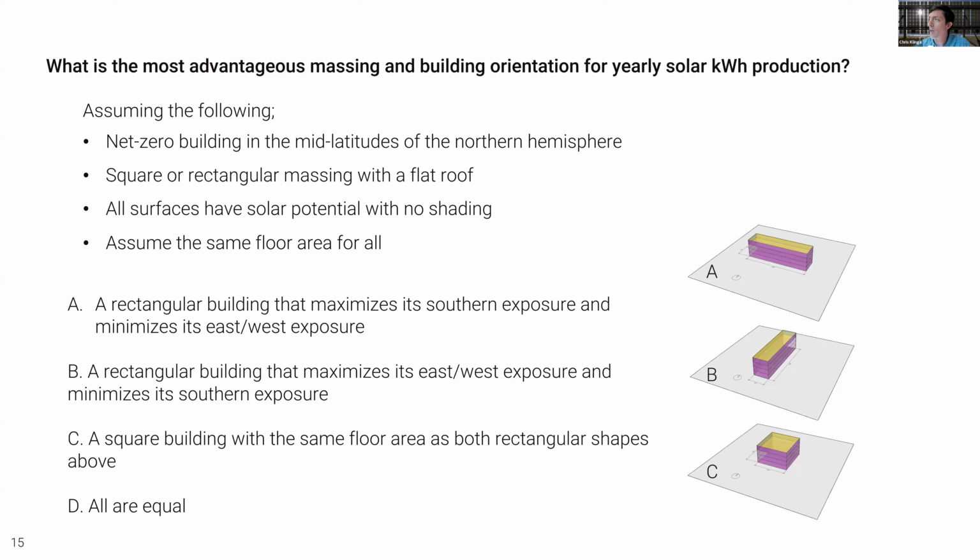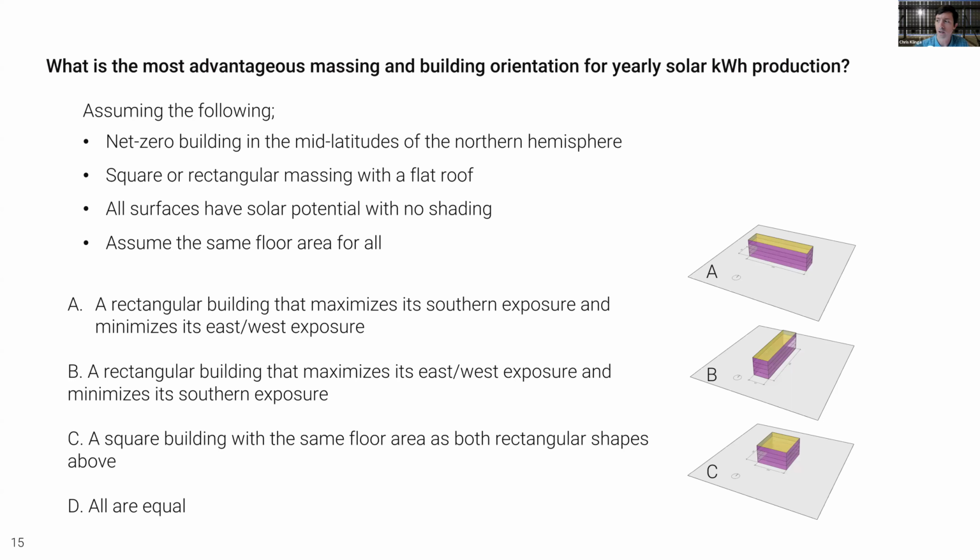So, yeah, 52% stated a rectangular building that maximizes its southern exposure and minimizes its east-west exposure. And 10% said the correct answer, which is a rectangular building that maximizes its east-west exposure and minimizes its southern exposure. And then about the same said a square building, and then 29% said all are equal. So that tells me that my hunch is that there's more solar industry participation on this call than architectural.